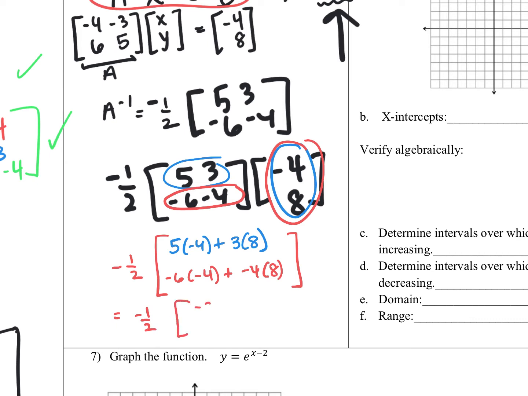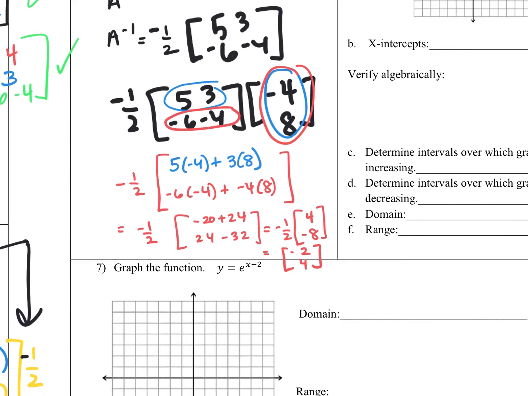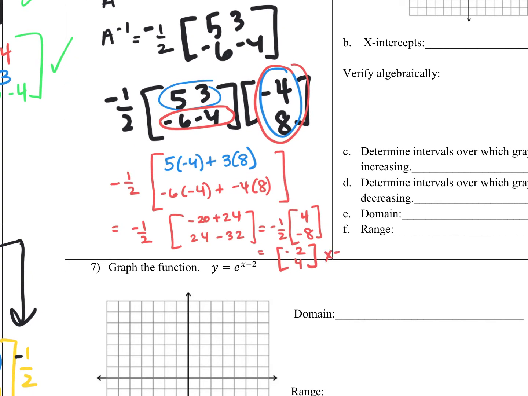And we have negative 20 plus 24 here, 24 minus 32. That'll be negative 1/2. Negative 20 plus 24 is 4. And 24 minus 32 is negative 8. So we multiply that by negative 1/2. That's going to be negative 2, 4. Which tells us that X is negative 2 and Y equals 4.